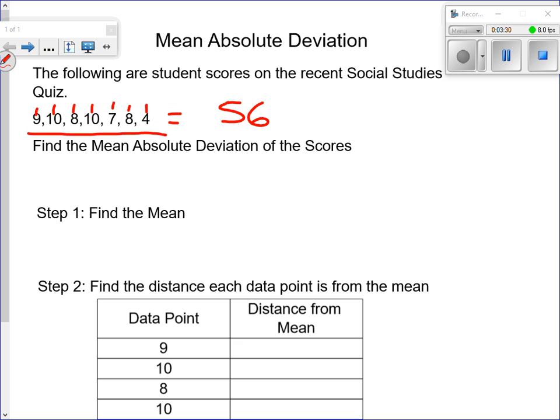Then we have to divide by how many? 7. What's 56 divided by 7? 8. So my mean is 8. That's easy, right? Next part's even harder.